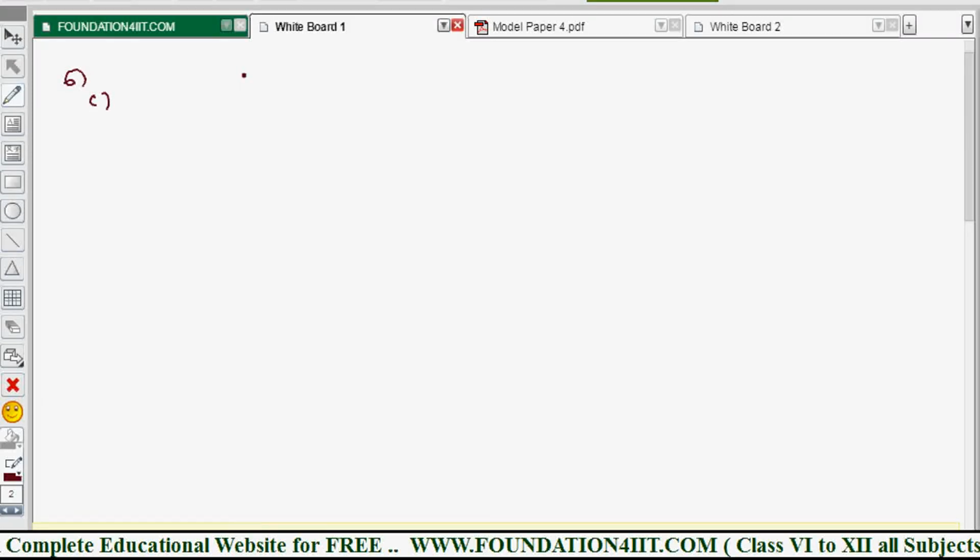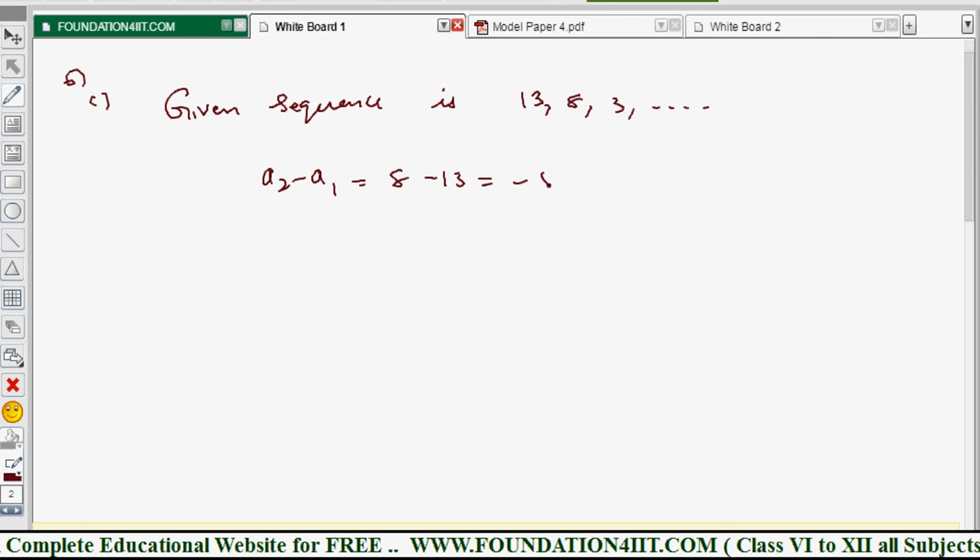So according to the data, we need to take the first given series. So the given sequence is 13, 8, 3, and so on. Then A2 minus A1: 8 minus 13 is minus 5. So that is the difference, D. The given sequence in AP has A equal to 13 and difference minus 5.